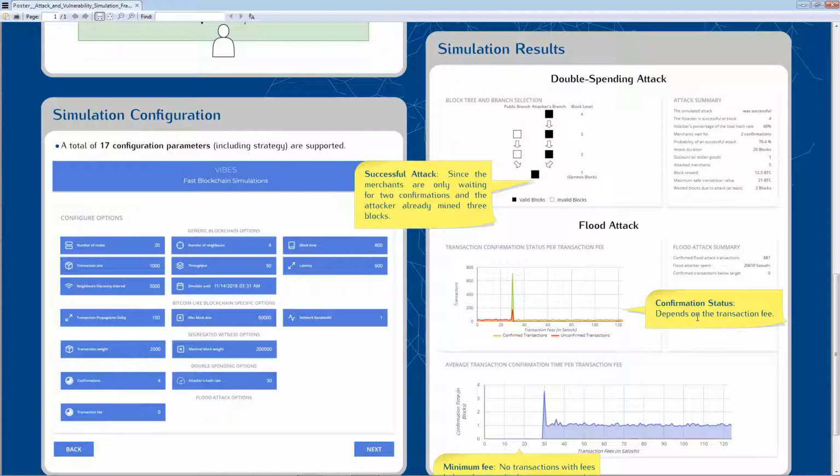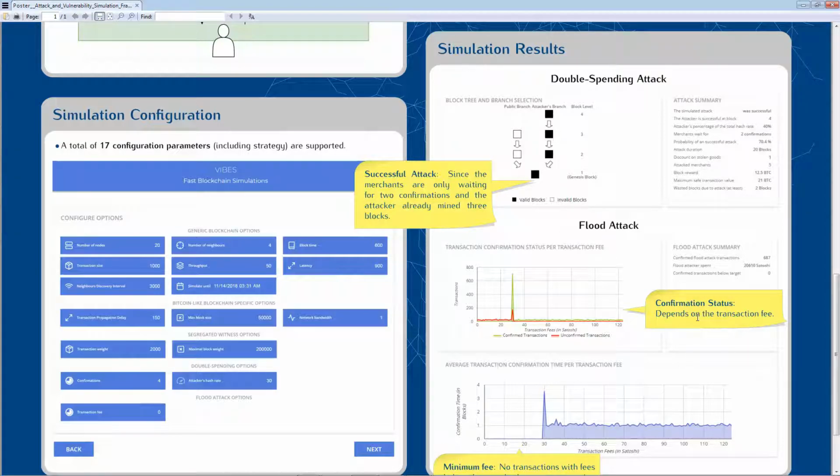Another interesting metric is the maximal safe transaction value, which is 21 Bitcoin in this scenario. This means it would be profitable for an attacker to do a double spending attack if a merchant accepts a transaction with a higher value.